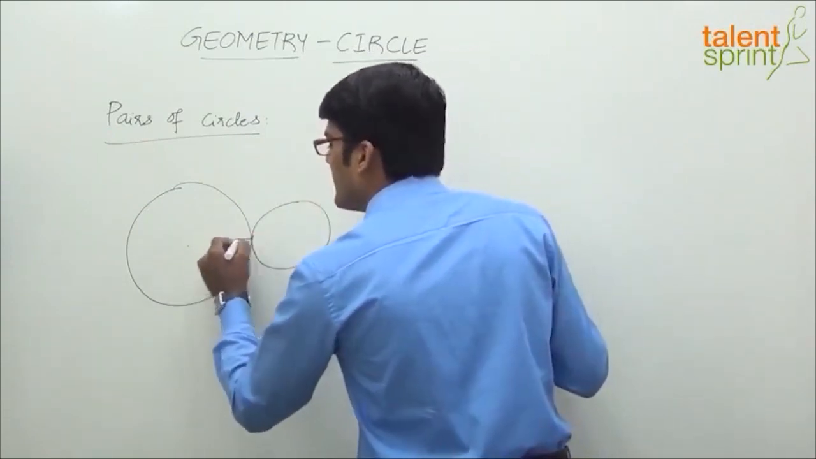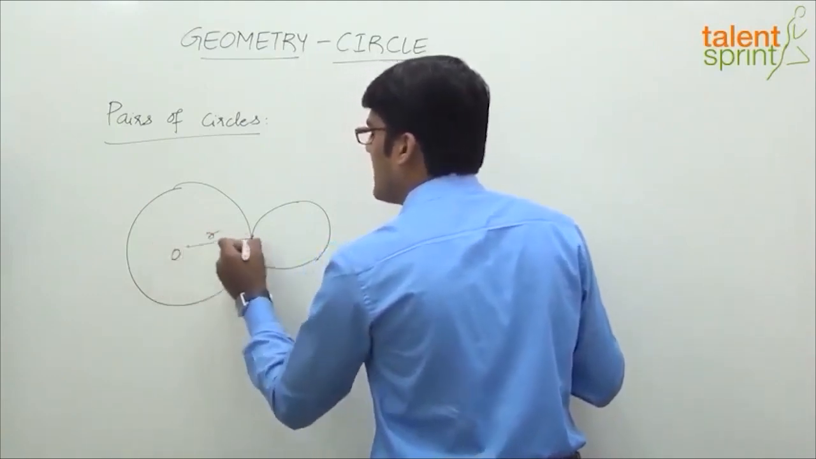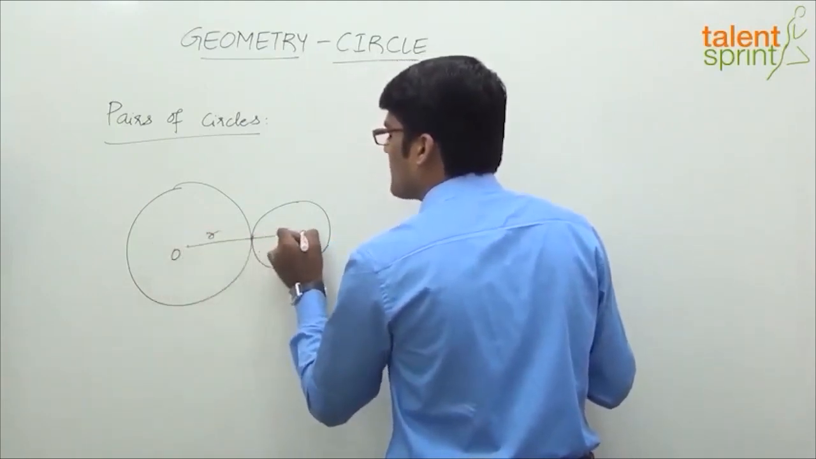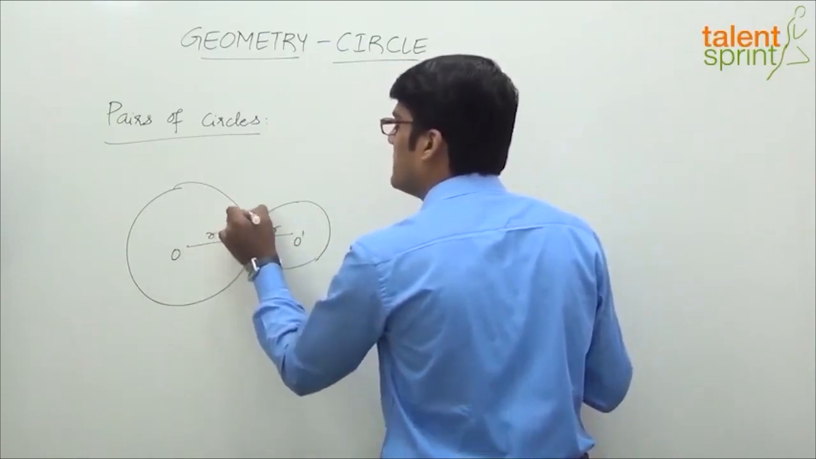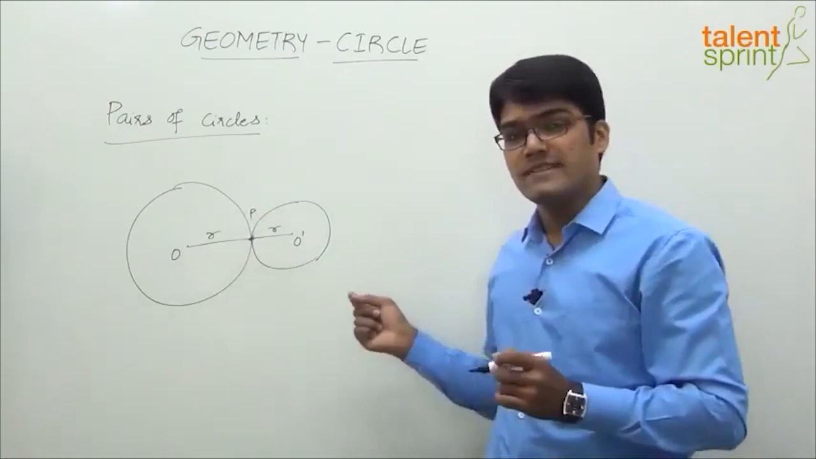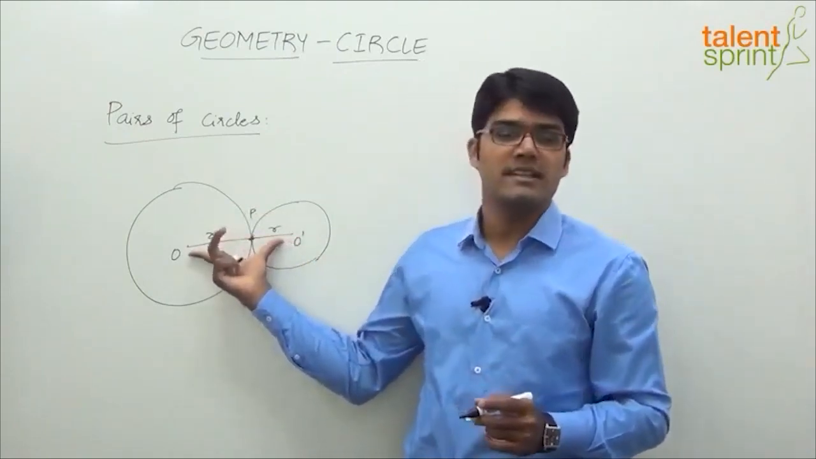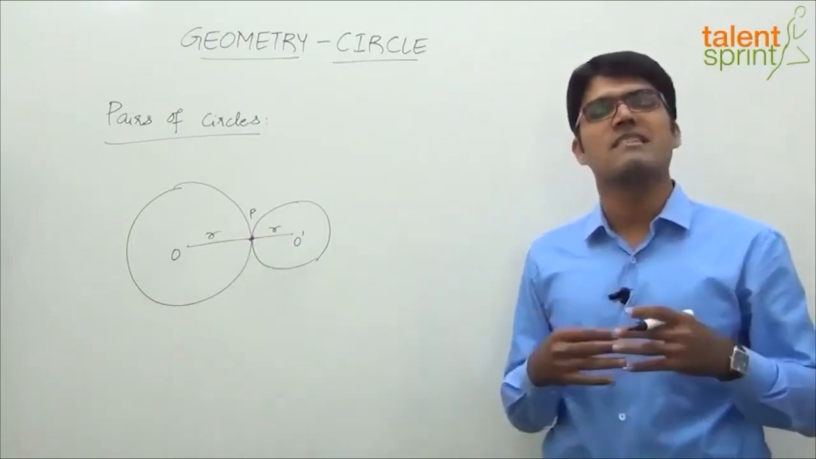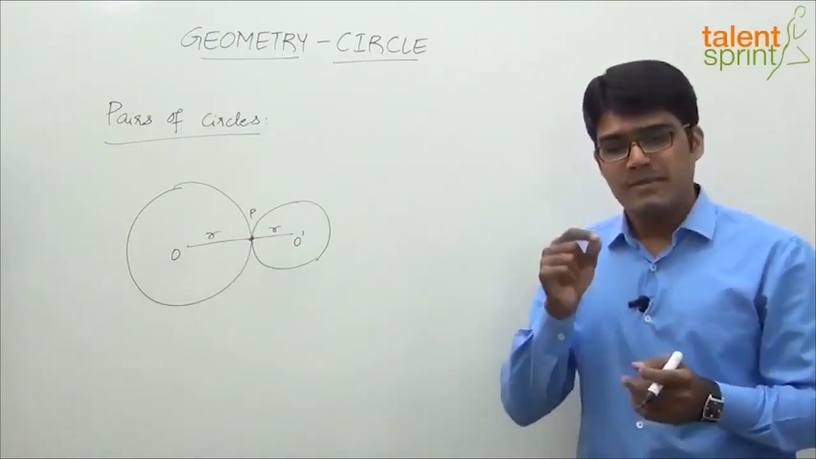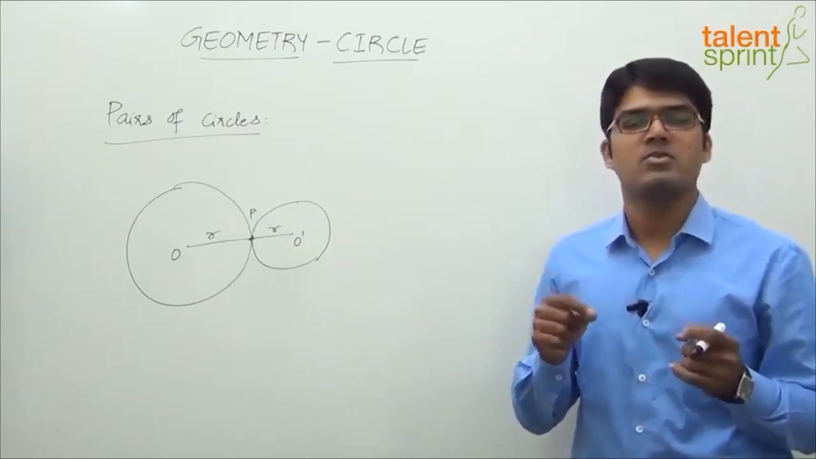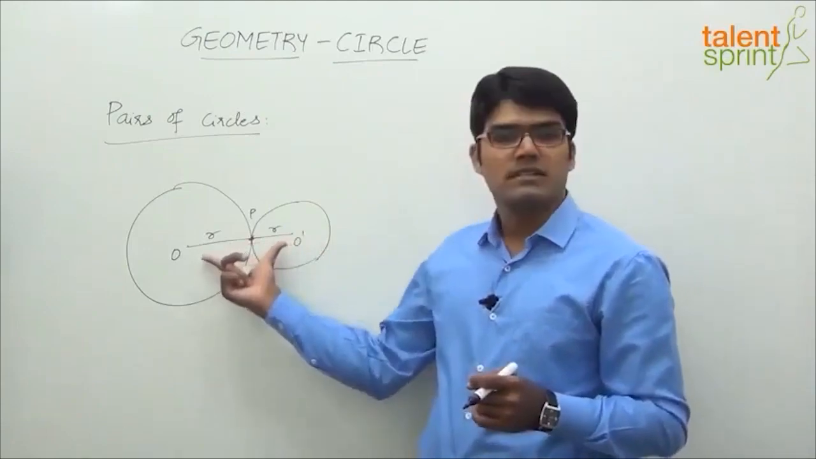Now let's say this is the center O, the radius is R, and this is O dash, the radius is R dash, and this is the point of contact P, right? This point is P here. So the important point which you need to understand here is the point of contact lies on the line joining the centers of the circles, right? Whenever two circles touch each other externally, that point of contact between the two circles is on the same straight line which is connecting the two centers.